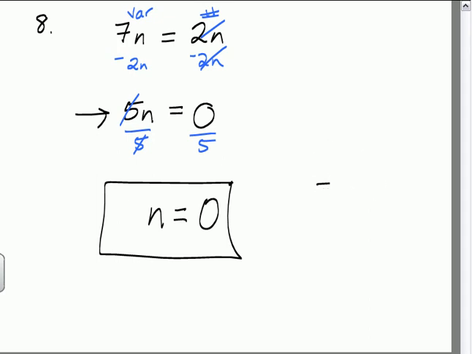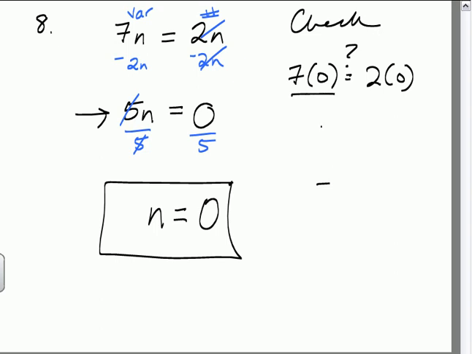Okay, so back in the original equation, 7 times 0 equals 2 times 0. Does it? Well, let's give it a question mark. So this is our check. 7 times 0 is 0. 2 times 0 is 0. So woohoo! We got an A on this.